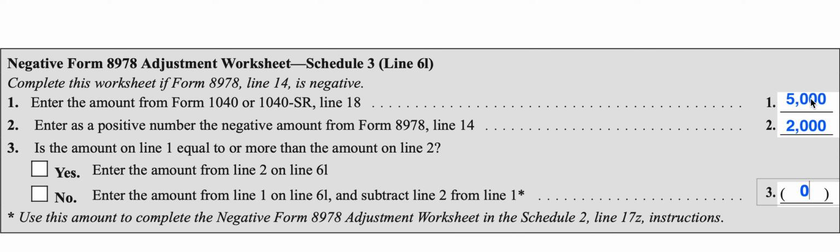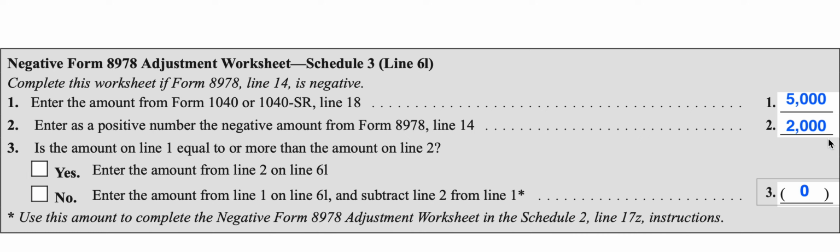The number itself doesn't matter as much as making sure that you've got the correct calculations that are used to formulate that number. So on line 2, you're going to enter the negative amount from line 14 of your 8978. You're going to put this in here as a positive number. So basically enter that as a positive number. In here, we've got $2,000.